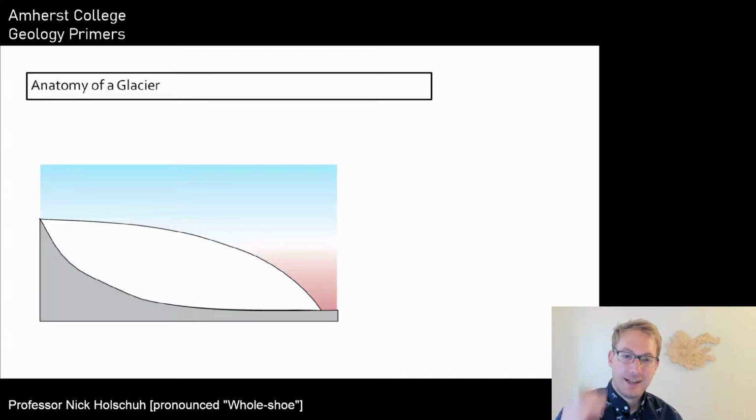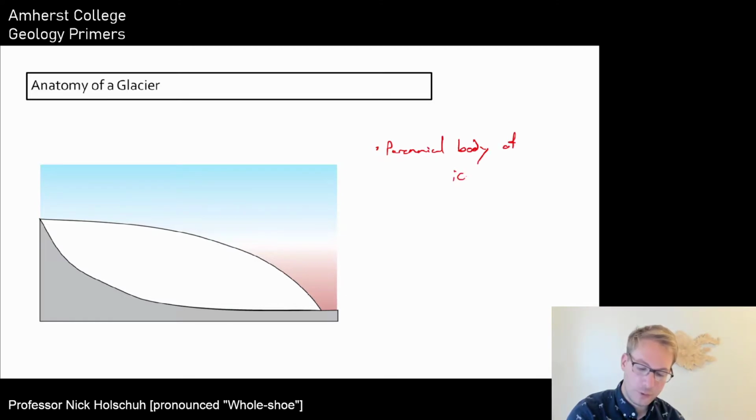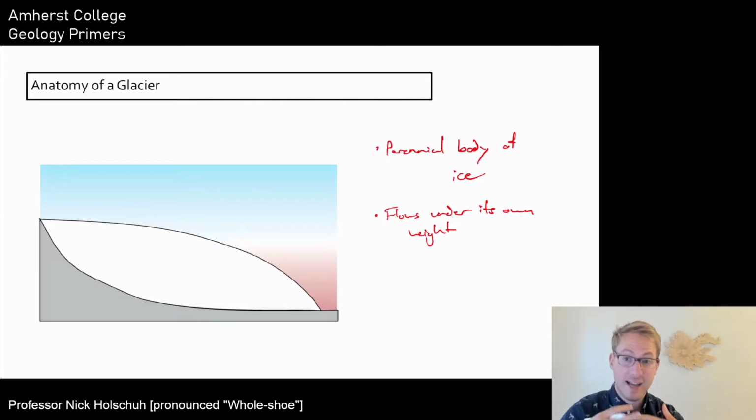In general, I like to think of a glacier as being defined by three qualities. The first is that it's a perennial body of ice. It sticks around for more than 1 year. Critically, it flows under its own weight. So subject to the force of gravity, that ice is actually actively deforming, and it's carrying with it mass from high elevation, typically to low elevation.